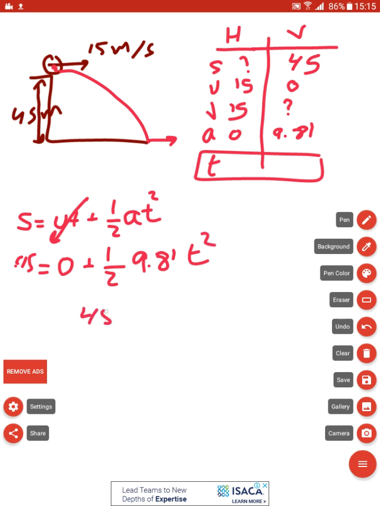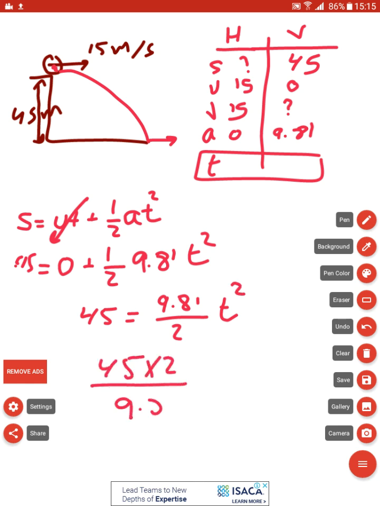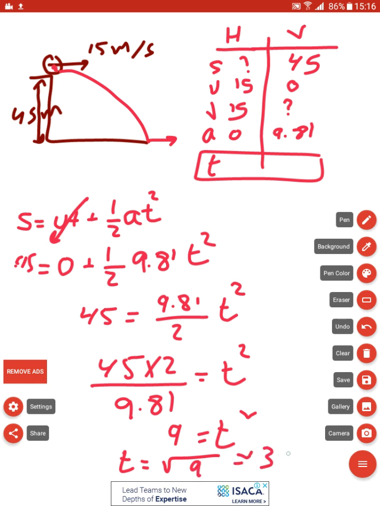So 45 equals 9.81 over 2 multiplied by t squared. 45 times 2 over 9.81 is equal to t squared. T squared is about 9 seconds squared. So the time is the square root of 9, which is about 3 seconds. So this is the time horizontally and vertically.